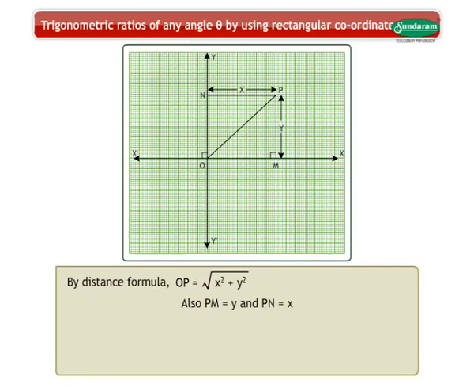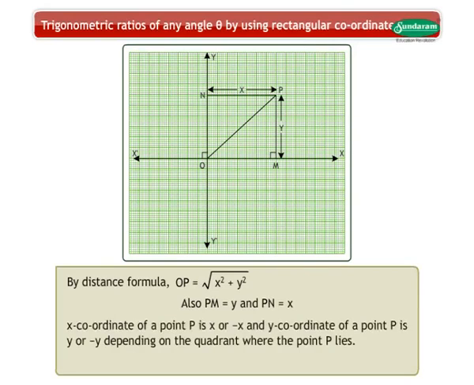In general, we say that the x-coordinate of a point P is x or minus x, and the y-coordinate of a point P is y or minus y, depending on the quadrant where the point P lies. Basically, we will now combine trigonometry and coordinate geometry.